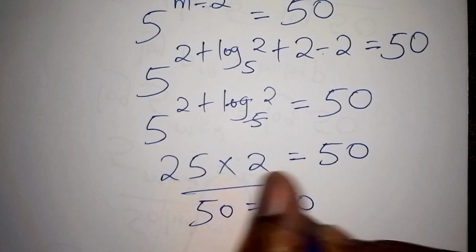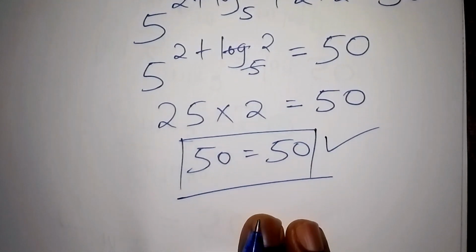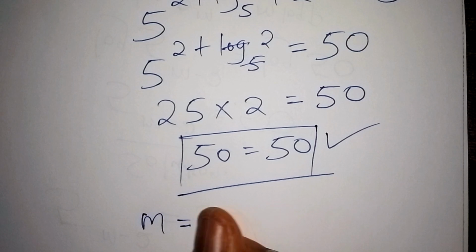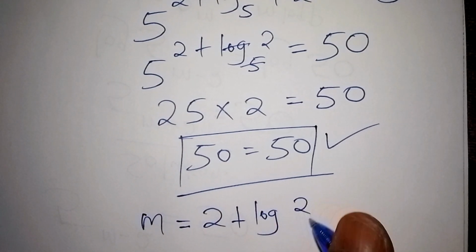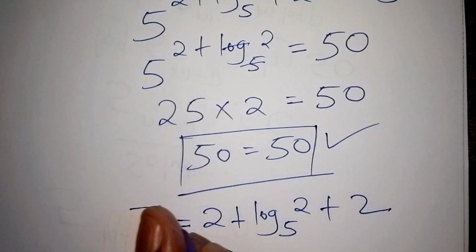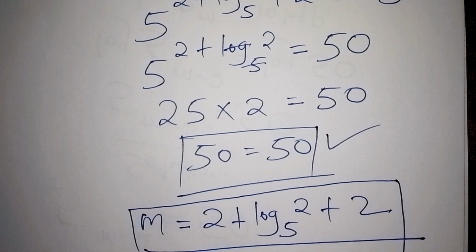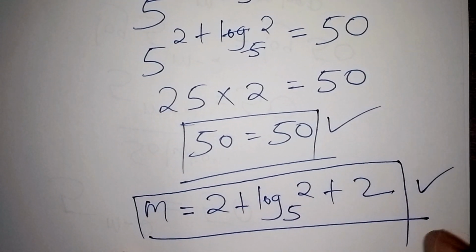So meaning that we are very correct when we say that the answer to m, so our m is equal to 2 plus the log of 2 to the base of 5 plus 2. So now this is the value for m. If it happens that you work out that equation correctly, you shall end up with this answer.